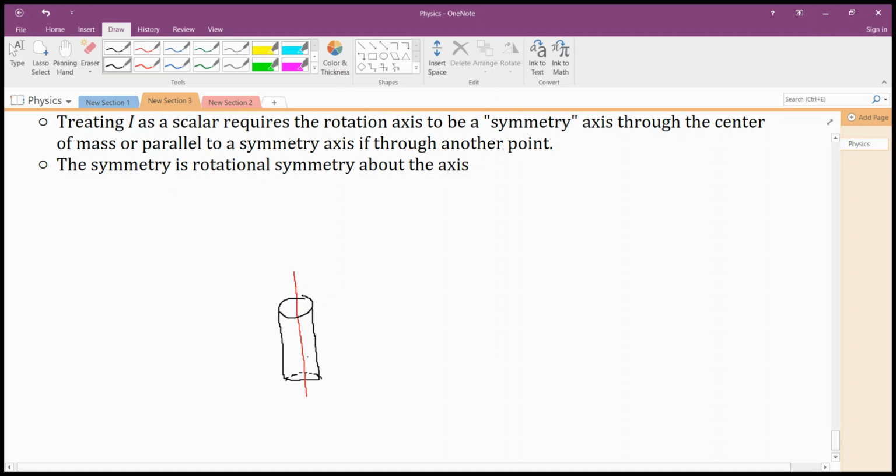So for an example, consider this cylinder with this axis of rotation that I have drawn through the center of mass. This is a symmetry axis. You can rotate this cylinder about the axis and it will look the same.